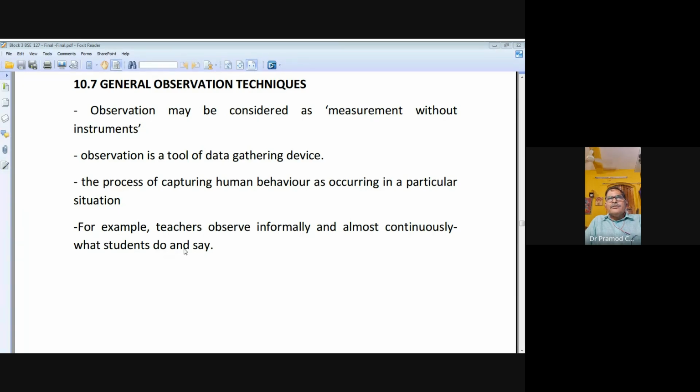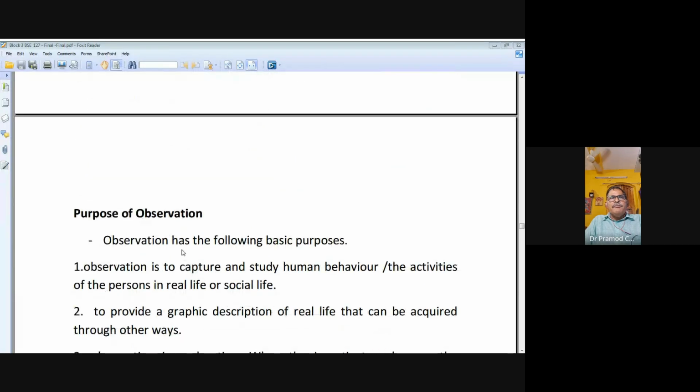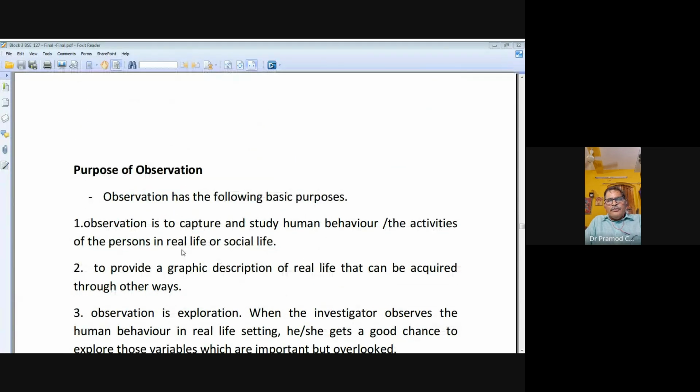We collect the data because in various situations the child is also showing different types of behavior, and if the observer is a participant, then definitely he will be able to know properly, he will have to judge the participant, meaning the candidate or the learner.